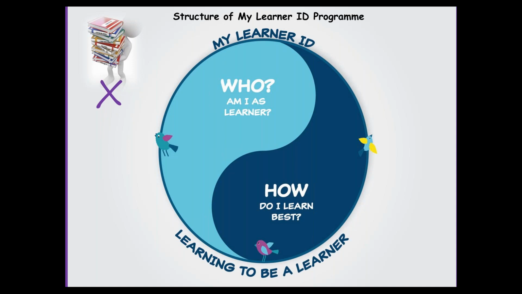So there's an acknowledgement, I think, in My Learner ID here, and an absolute clarity about what the goals and purposes of the programme are. So that X over there is for content. It's got nothing to do with content or curricula in learning at all as such. My Learner ID is very much looking at, well, who am I as a learner? There's two parts to the structure of the programme for delivery and implementation in the classroom. Who am I as a learner? So who is this little person sitting in front of me? And how do I learn best? And that is what My Learner ID offers you in your classroom.